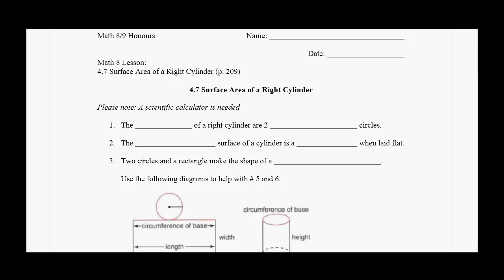This is video number 4 for the Math 8-9 Honors course offered at OKM Secondary. This video focuses on topic 4.7, surface area of a right cylinder. Please note that you will be needing a scientific calculator.